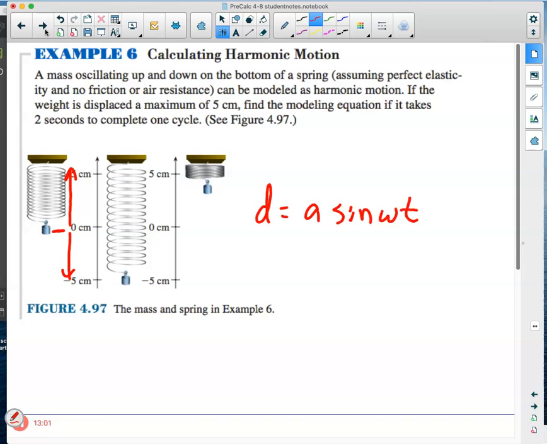D equals A sine omega t. Okay, well, what do I know? I know it goes up and down 5, so that's what we would normally consider our amplitude, which in this case is the lowercase a. And they also told me that the period is 2 seconds to complete one cycle. That's what period is. So period is 2.